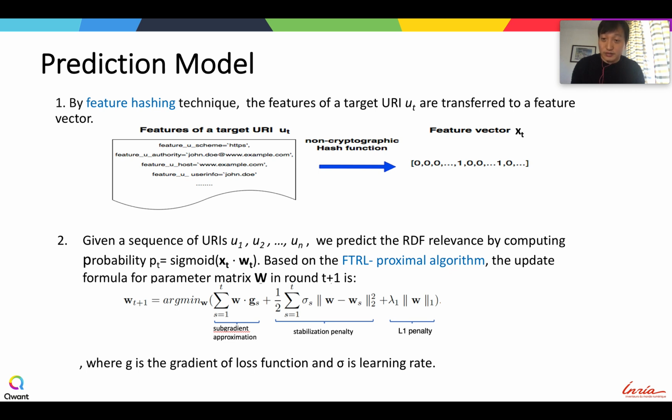So based on the FTRL-Proximal algorithm, which is an online learning algorithm, the update formula for the weight vector w in round t plus 1 is like this. And we can see that it considers some factors like subgradient approximation, stabilization penalty, and L1 penalty. So basically, we use this way for the prediction task.